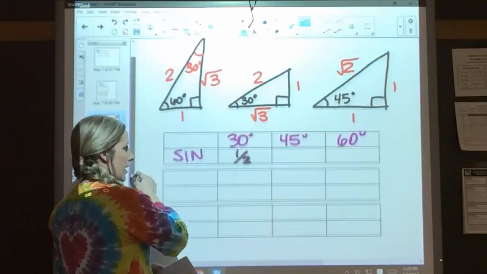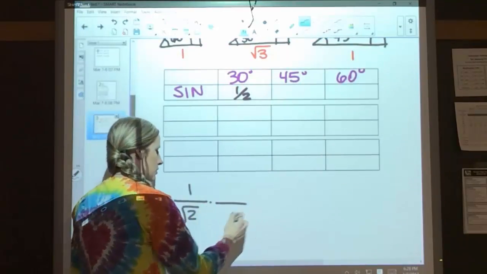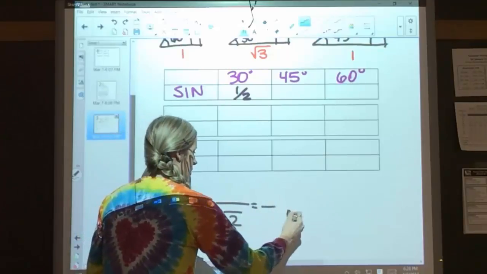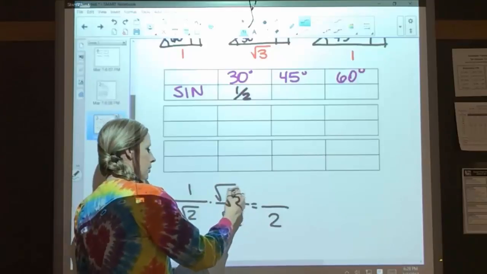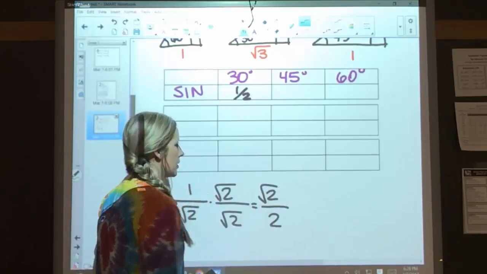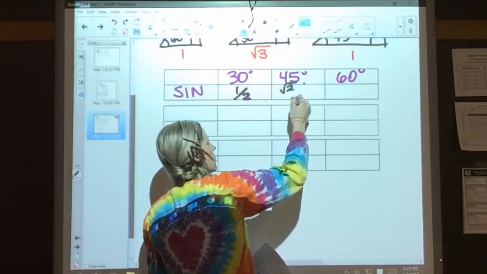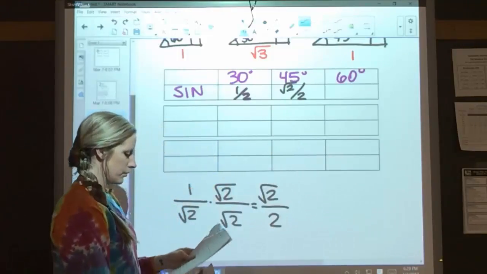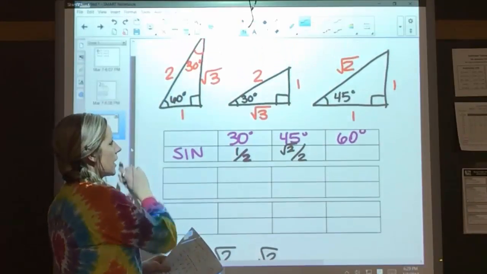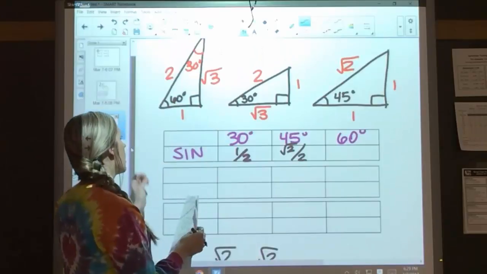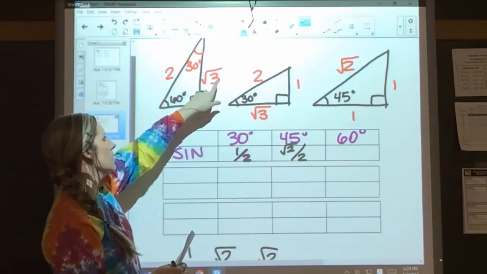And let's go ahead and simplify that radical. You would multiply by the square root of 2 to get rid of the radical in the denominator. And what you do to the bottom, you have to do to the top. So it'd actually be the square root of 2 over 2. For 60 degrees, I'm going to look at my 60-degree angle, doesn't matter what triangle. Across from the 60, we want the opposite, so square root of 3 over 2.